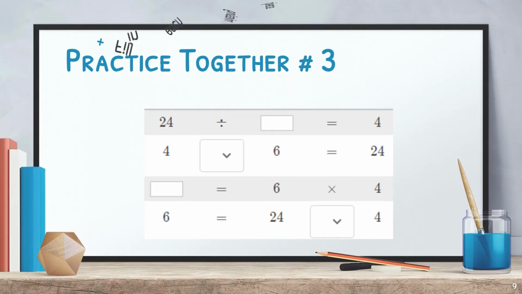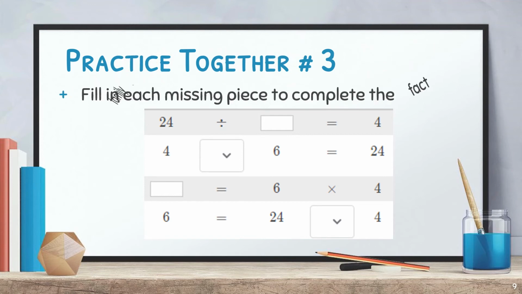Practice together number 3. Fill in each missing piece to complete the fact family. Do this on your own for just a moment, and when you come back, I'll show you how it should look.